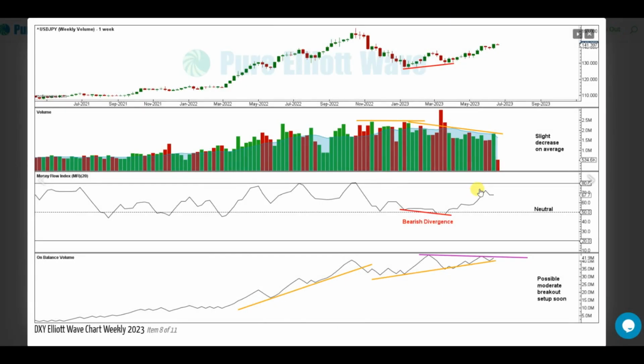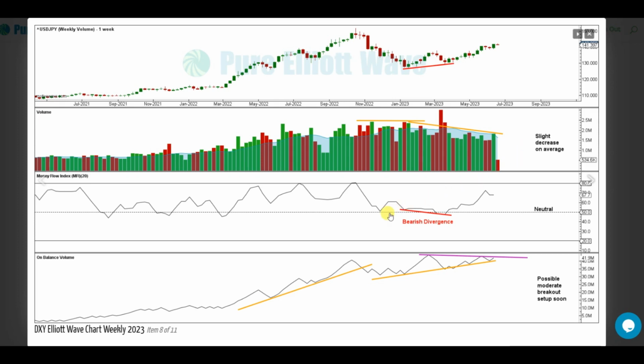This is the weekly volume data. You can see a similar story where we had a large increase in volume. Since that top, volume remained flat and decreasing overall with the new bearish candlesticks. So volume profile looks slightly bearish on the weekly chart here.